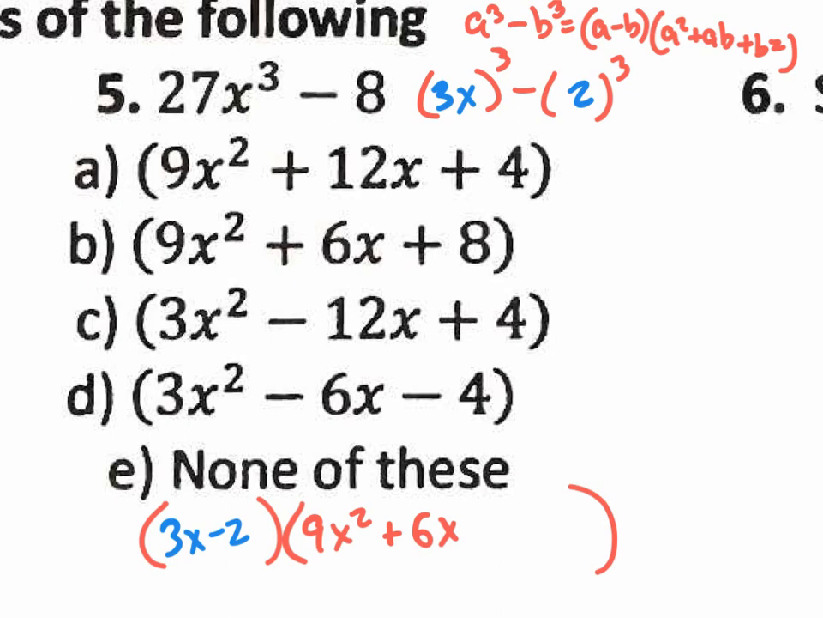Last but not least, we have plus b squared. So you really have plus 2 in parentheses squared. 2 squared is what? 4. See, we're done. So which is the correct answer there? A, B, C, or D? E, none of these. None of them checked out.